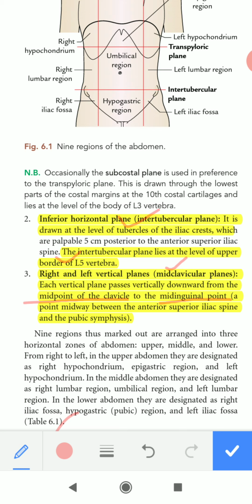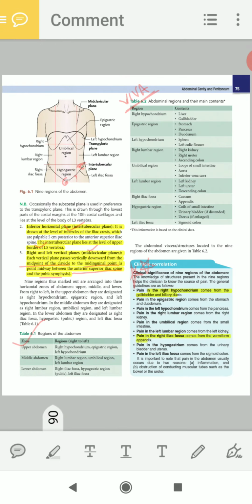So how will you find the mid-inguinal point? It is a point between the anterior superior iliac spine and the pubic symphysis. Anterior superior iliac spine and pubic symphysis. The midpoint will be the mid-inguinal point.